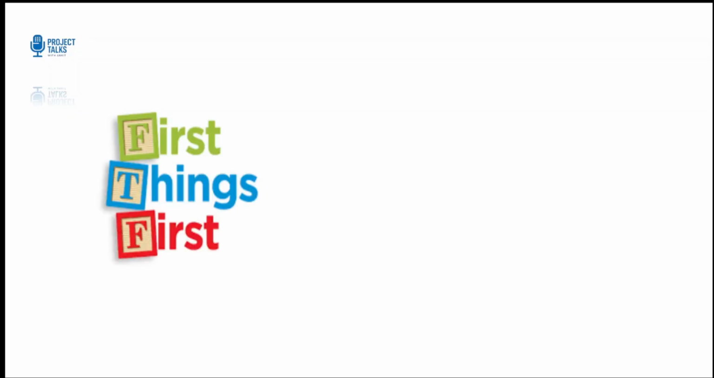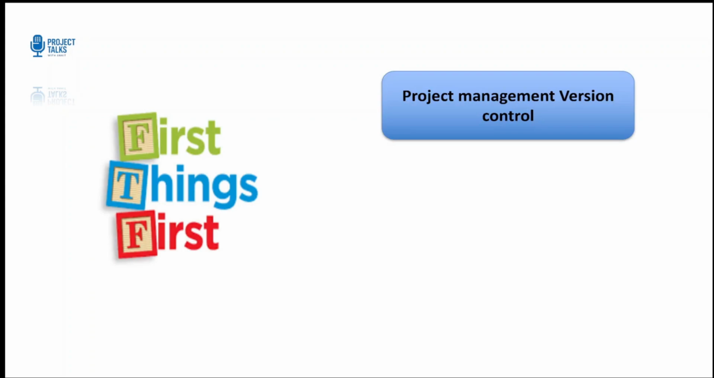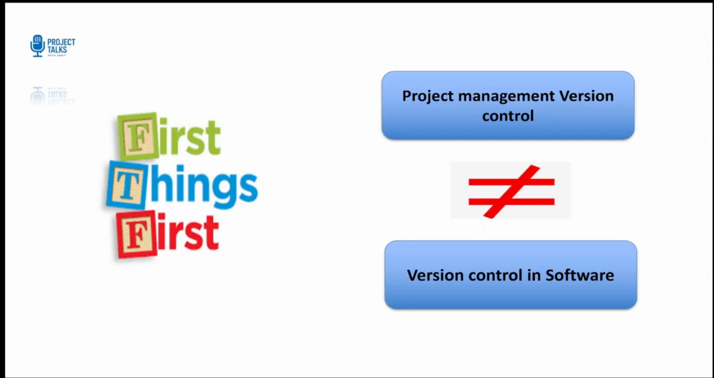First things first, project management version control is not the same as version control in software. When most people hear version control, they think of Git or GitHub. But in project management, it means something different, and honestly, it is much more critical for alignment. Because while developers use version control to manage code, project managers use it to manage clarity.